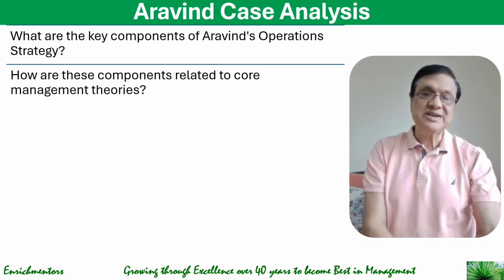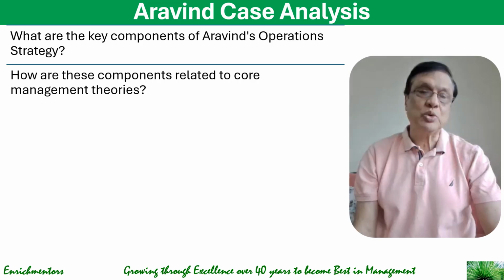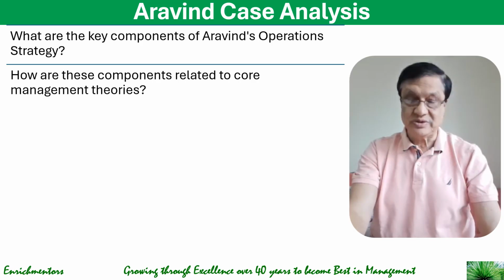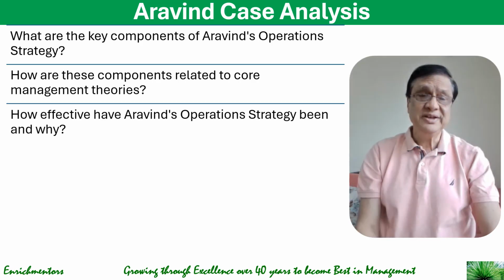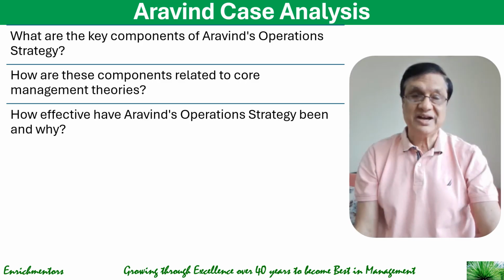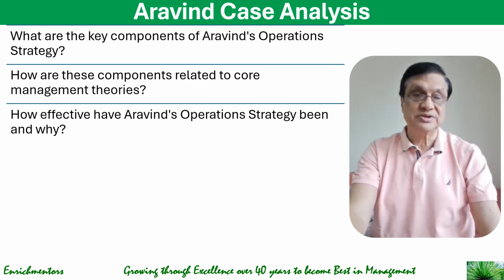Second, that you need to see is how are these components related to core management theories? What are the core management theories and how do you relate them to this case? Third, we'll have to then analyze and see so far how effective has been operations strategy of Arvind and why. That's the third question to answer.